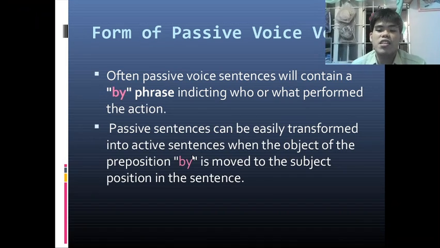Often, passive voice sentences will contain a by phrase, indicating who or what performed the action. Passive sentences can easily transform into active sentences when the object of the preposition by is moved to the subject position in the sentence.